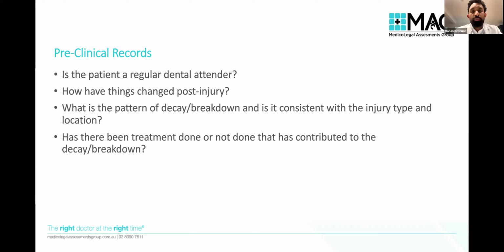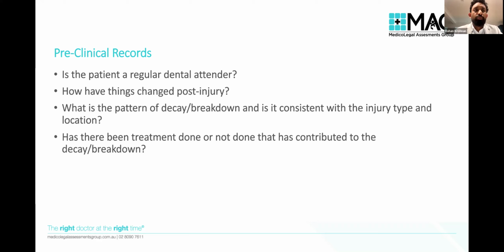That's another question that I think is a very dental-specific question that only a dentist would be able to resolve. Is it consistent with the injury type and location? And has there been treatment done or not that has contributed to decay or breakdown? Quite often there has been extensive treatment done, and we'll go through that again when we look at some further slides down the track, where treatment done in the past has now led them to have a decay state selectively on the teeth that have had treatment.